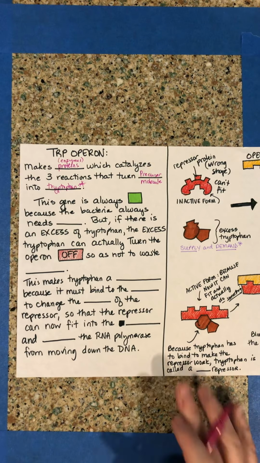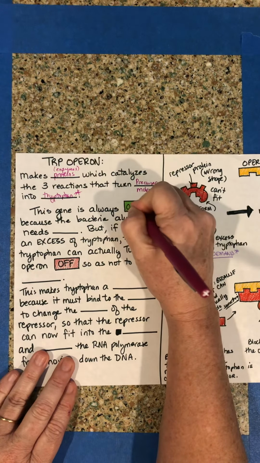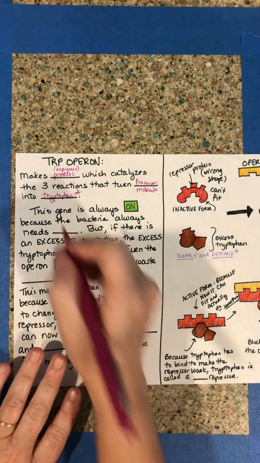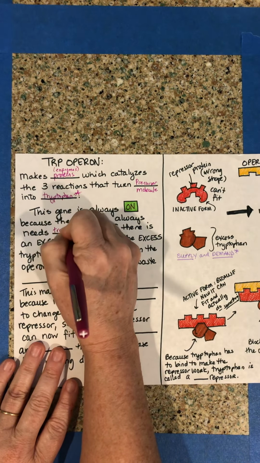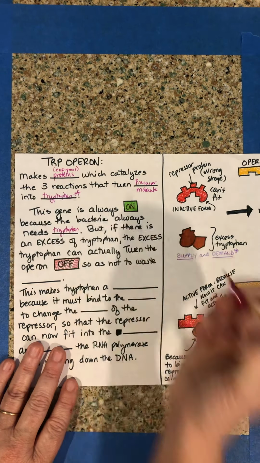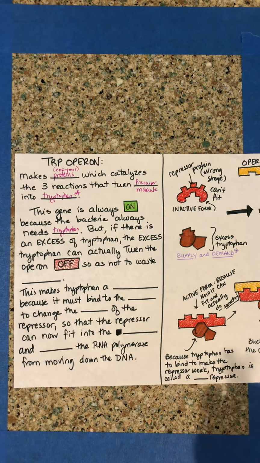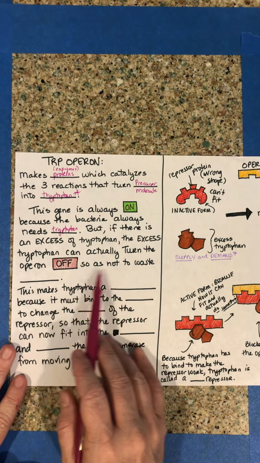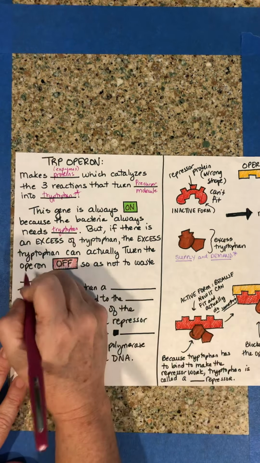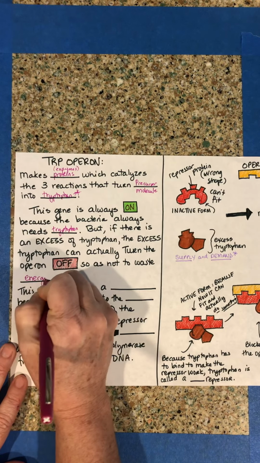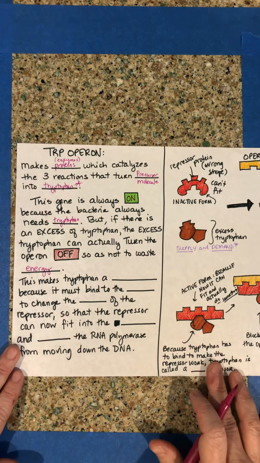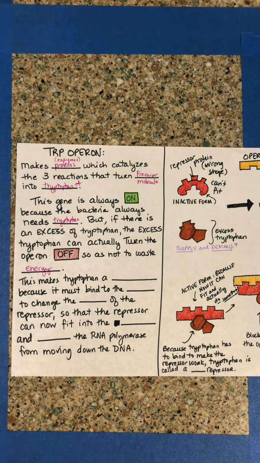All right, so a Trp Operon is always on, and it's because the bacteria always needs tryptophan. The excess tryptophan can actually turn the operon off so as not to waste what? We're going to say energy. No point, all right?